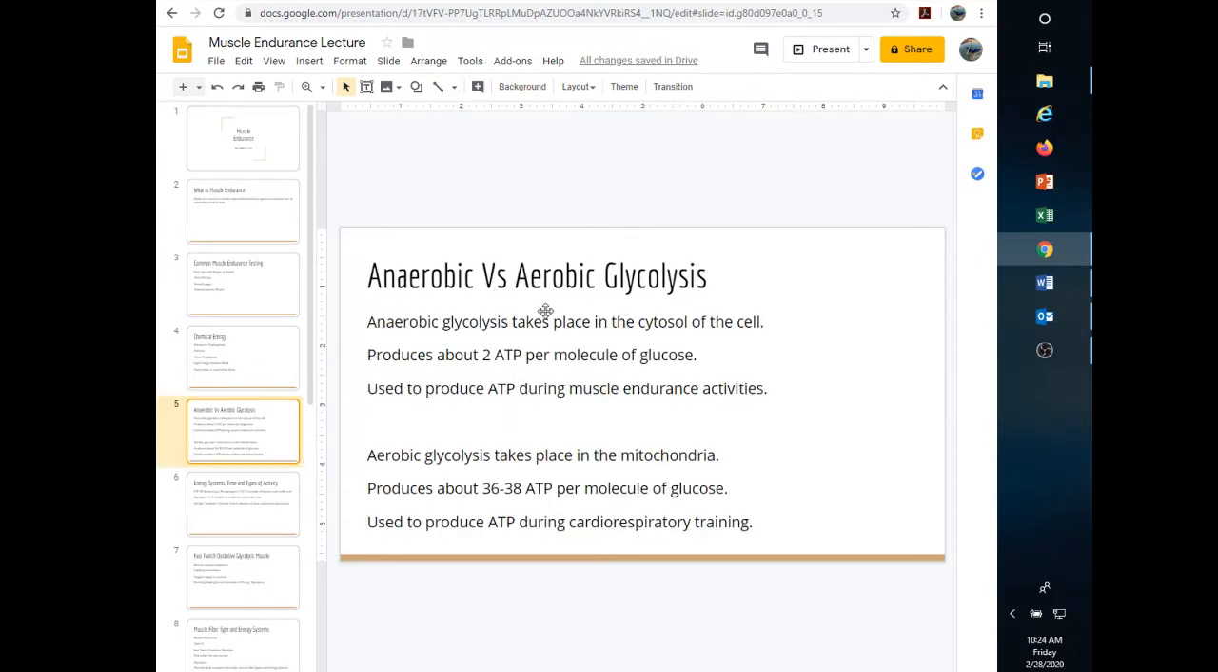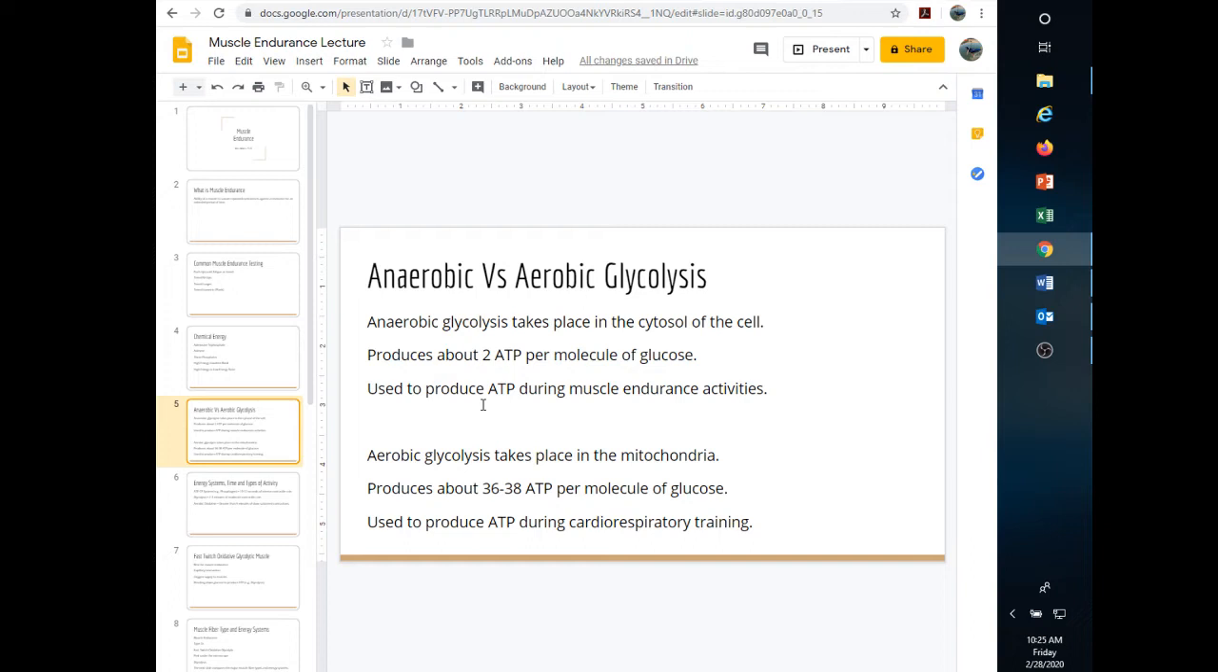So, anaerobic versus aerobic glycolysis. This is extremely important when we're talking about muscle endurance. Anaerobic glycolysis happens in the cytosol of the cell. That's where you're breaking down glucose. It's not as efficient. You're generating roughly 2 ATP per molecule of glucose, and that's what you're using for muscle endurance activities. But you also have aerobic glycolysis.